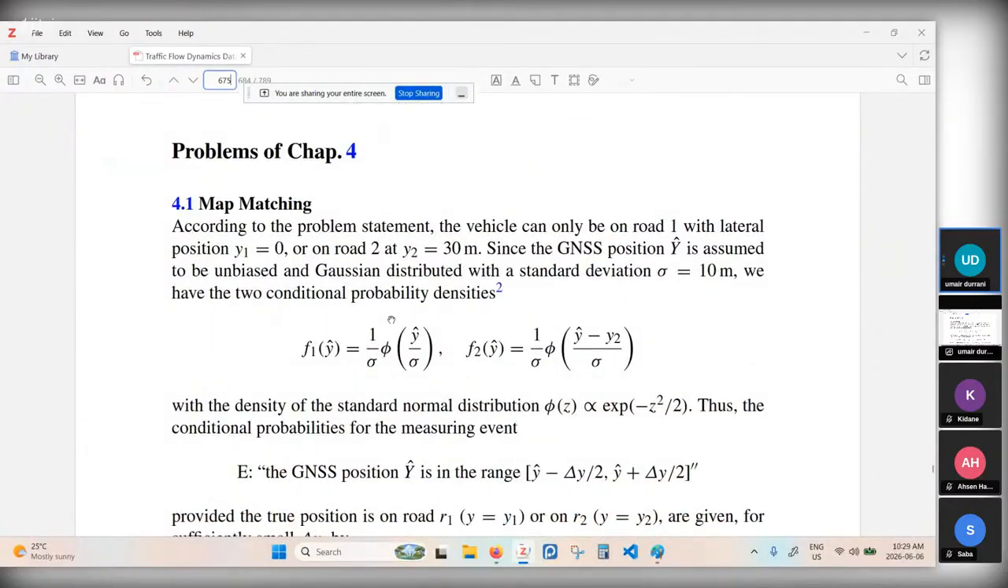So here it says, according to the problem statement, the vehicle can only be on road 1 with lateral position y1 equals 0, or it could also be on road 2 at y2 equals 30 meters. Since the GNSS position y hat is assumed to be unbiased and Gaussian distributed with a standard deviation sigma of 10 meters, we have the two conditional probability densities. Another concept from statistics, probability density.